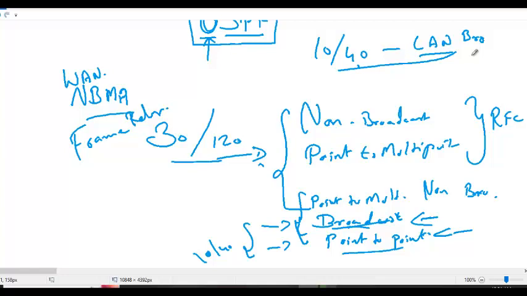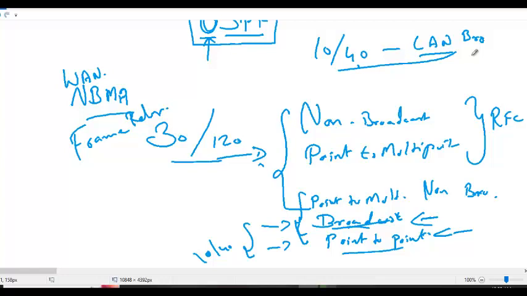What are the 5 different modes of NBMA? Non-broadcast, point to multi-point, point to multi-point non-broadcast, broadcast, point to point. What are the differences between these 5? We'll see later. Even this NBMA 5 modes, I was not willing to speak now because we need to go in proper sequence.